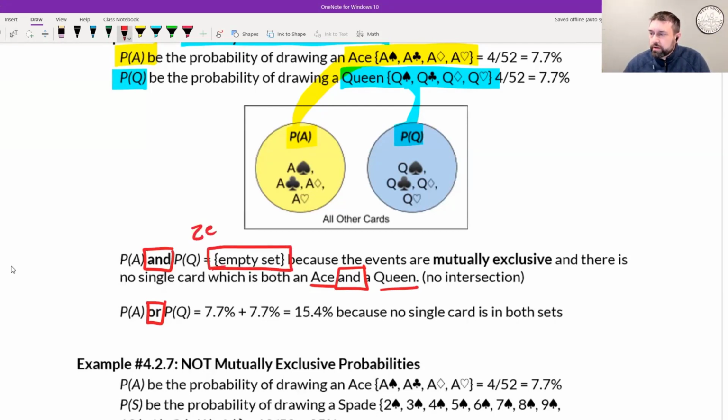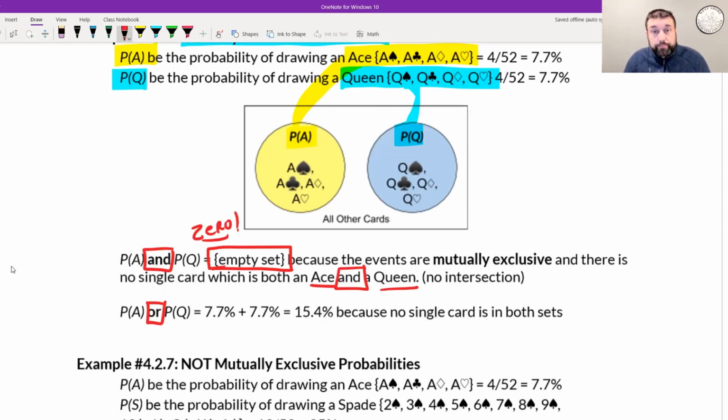0. That is the probability of this happening. They are mutually exclusive. There are no cards that they share. There are no outcomes that are shared between these two sets. So the AND of mutually exclusive events is just 0.